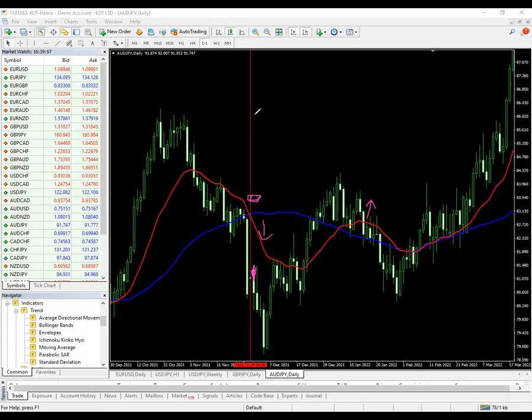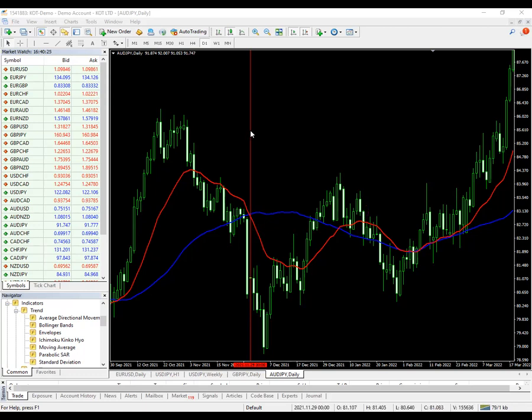The strategy is that when the smaller period or the smaller moving average crosses the bigger one, up means buy, down means sell. In our case here, the red is the smaller one, which is the 20, and it is also exponential. And then the blue one here is the 50, which is the simple moving average. So when they cross, I am just using this for the purpose of example, okay?